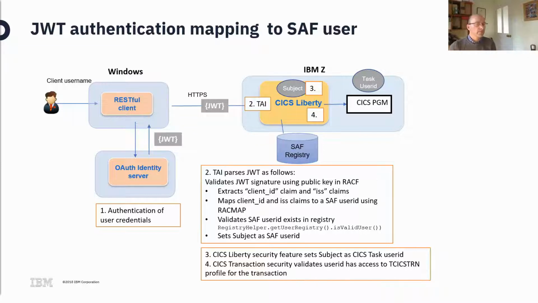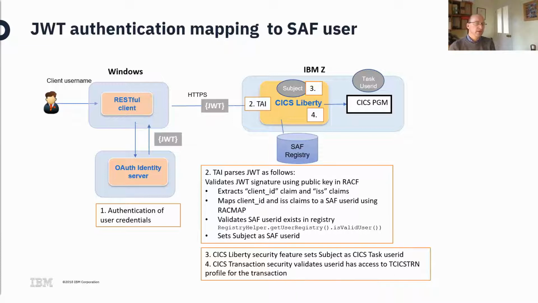That's outside of Z. And we just get a JWT flown into CICS Liberty in an HTTP header. So our JWT comes across the wire. The TIE, which is the Trust Association Interceptor, a security module in Liberty, has access to the HTTP headers and can parse the JWT.